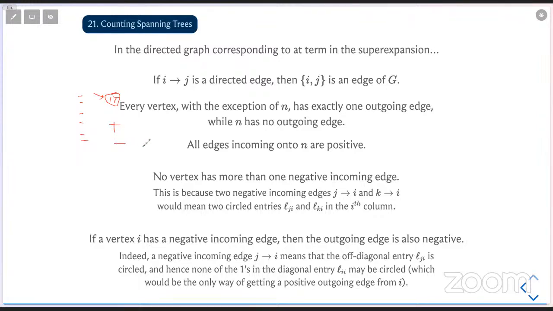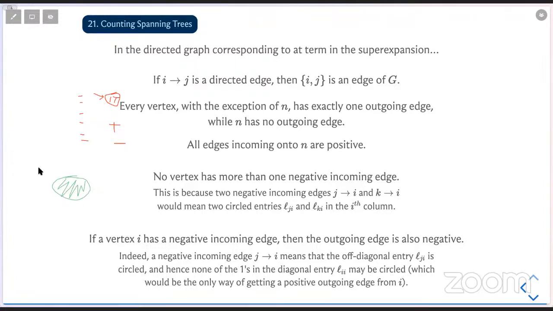And the sign of a digraph, or a directed graph, is simply the sign of the term of the super expansion. That is all the plus and minus ones combined in that term multiplied by minus one raised to the sign of the permutation. So it's basically the overall sign of the term in the super expansion, however it comes about. So you have all of these nice things, which are the things that you want to count. These are the spanning trees.